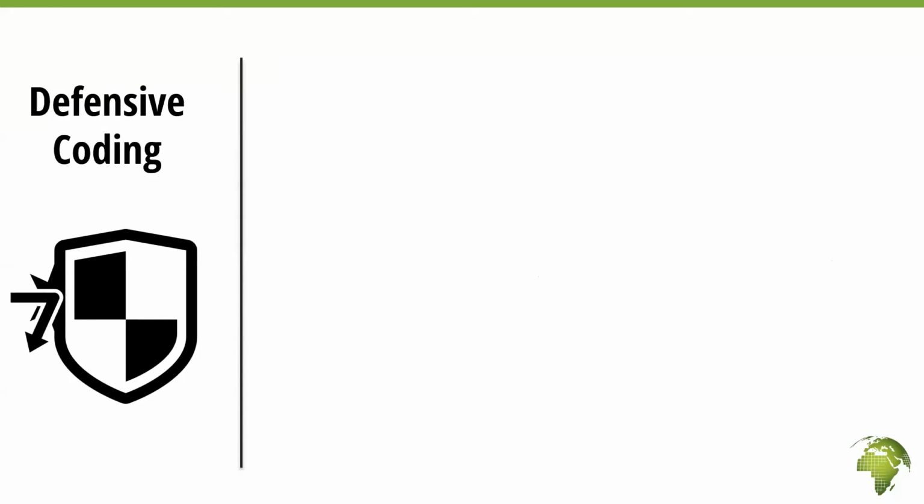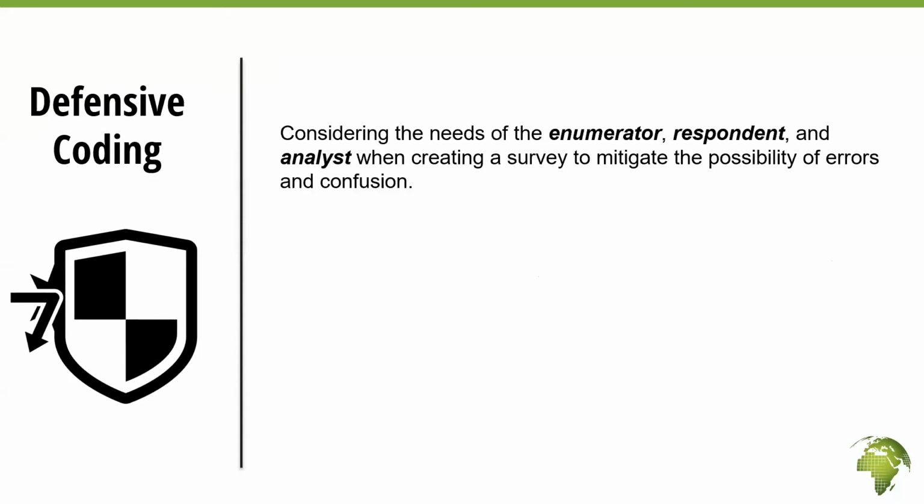Okay, so to talk about defensive survey programming. This is basically considering the needs of enumerators, respondents, and analysts when creating a survey to mitigate the possibility of errors and confusion. As we all know, people collect the data and no one is perfect. So when people are on the field, they make a lot of mistakes. Basically, what we are thinking about when we create our forms is to try to reduce those mistakes as much as possible.